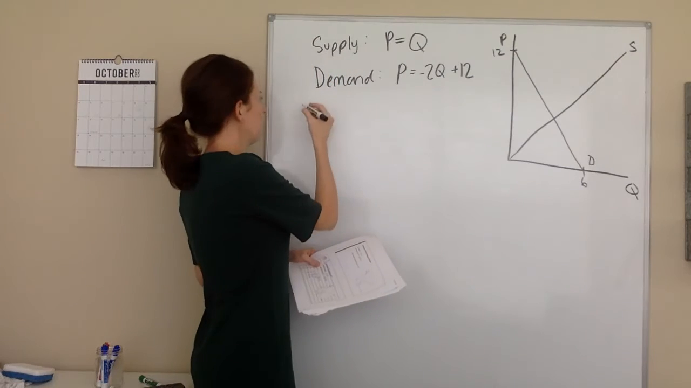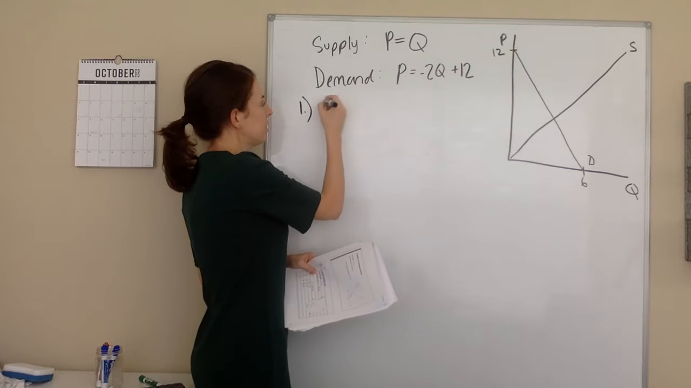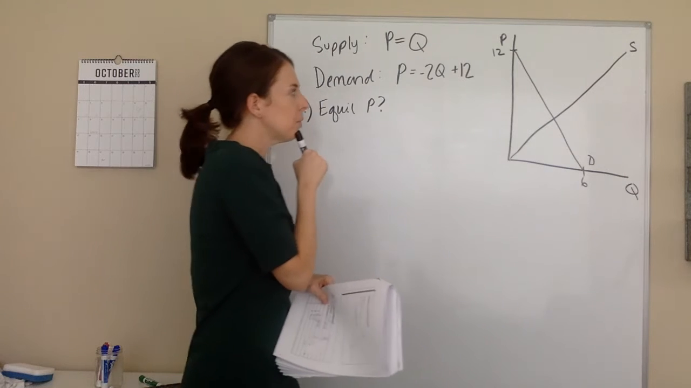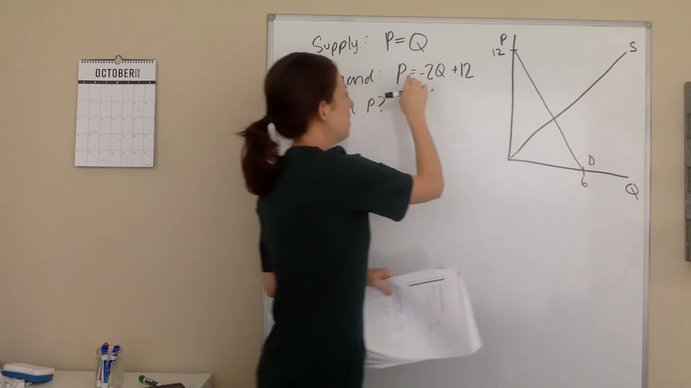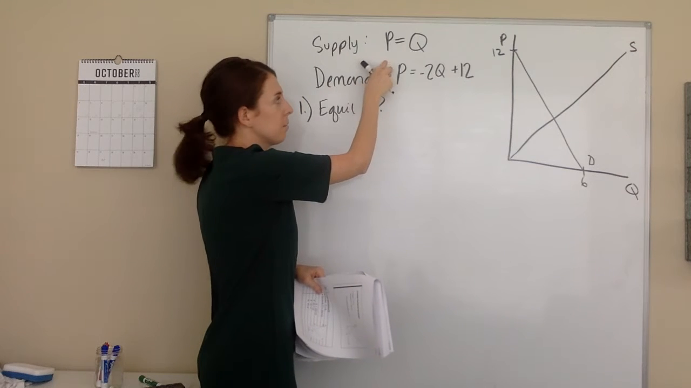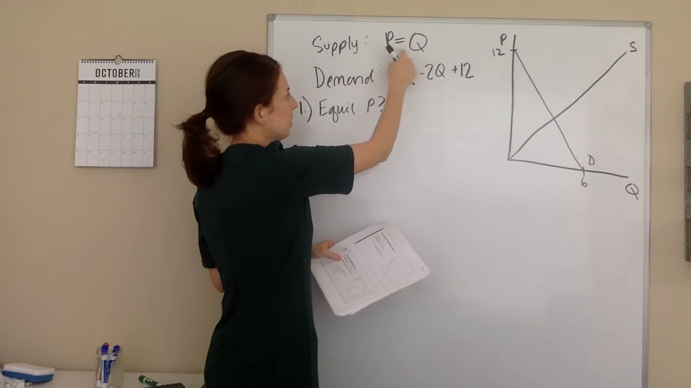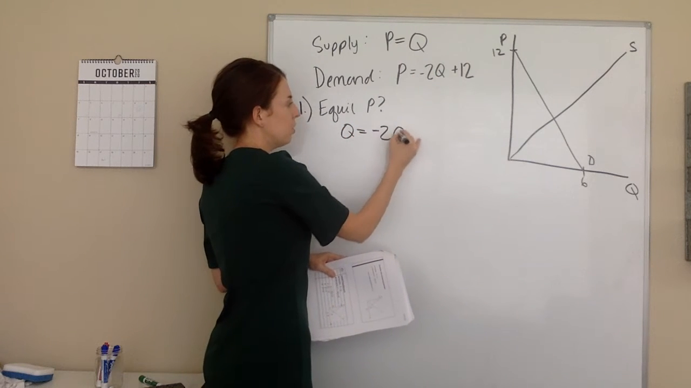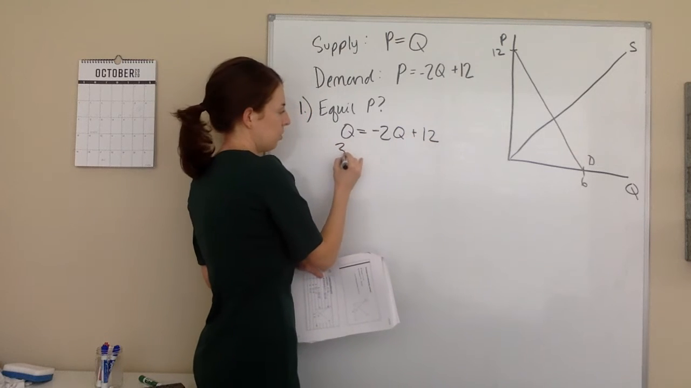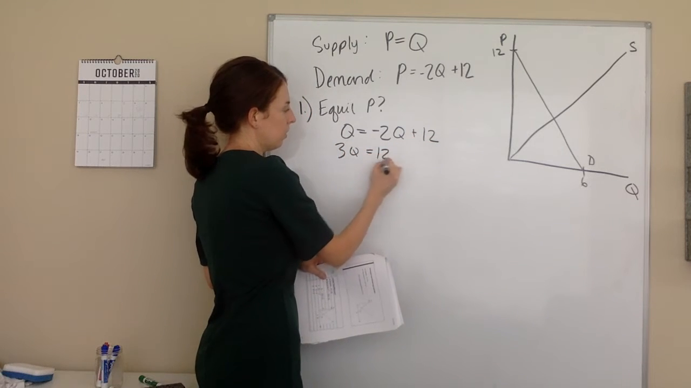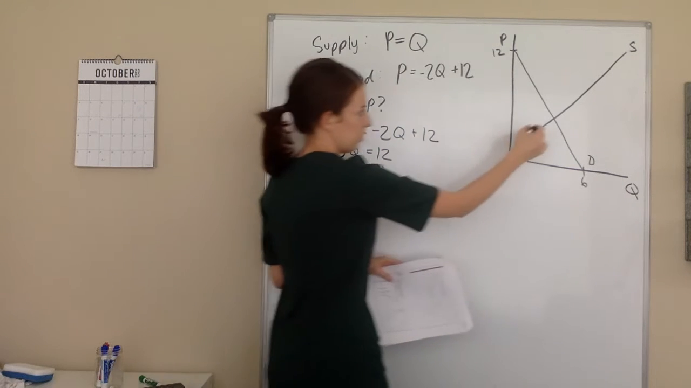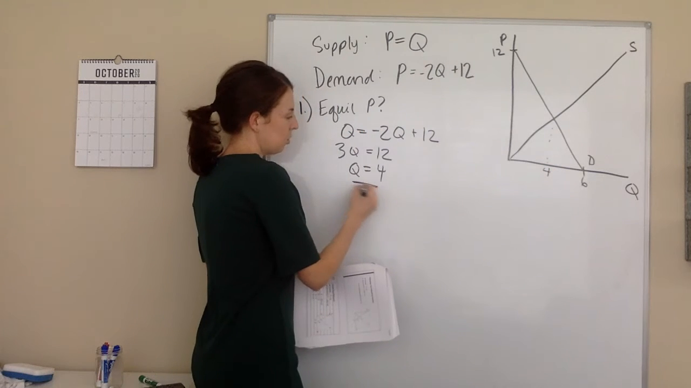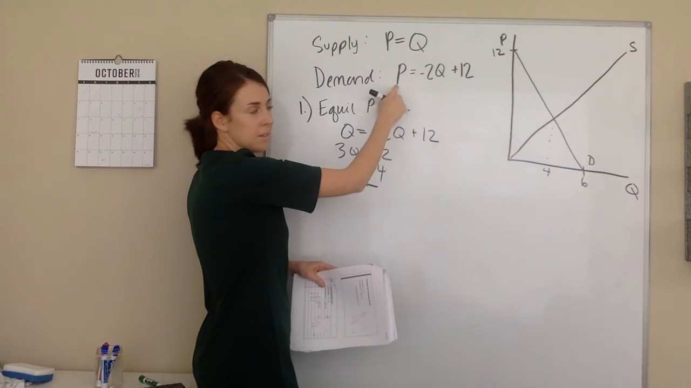Question number 1 is, what is the equilibrium price? Well, equilibrium is where supply and demand intersect, so you can just take these two equations and set them equal to each other. If you set this equal to this, you get Q equals negative 2Q plus 12. This gives you 3Q equals 12, Q equals 4. So we can take this Q equals 4 and plug it into either one of these equations, and that will give us the price.